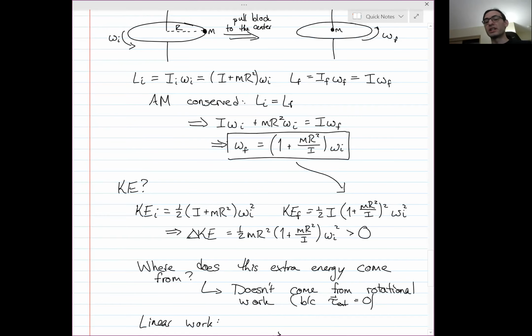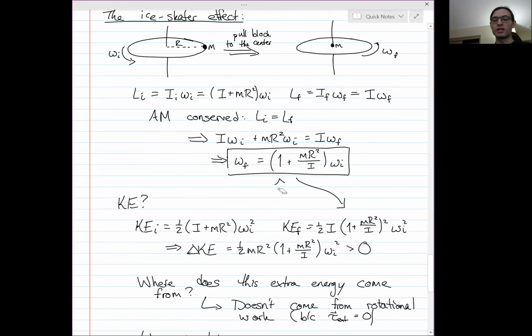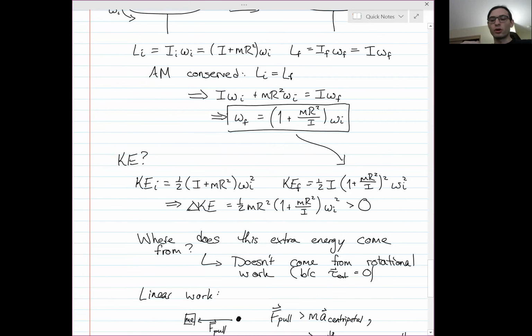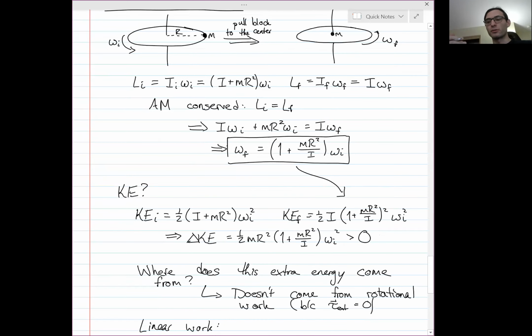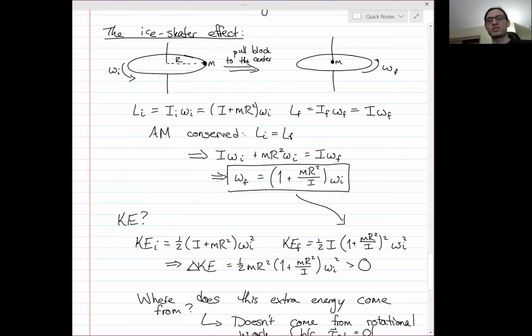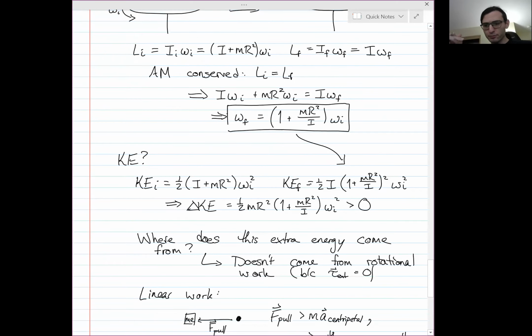And so what I did is I took the final value of the angular velocity, omega sub f, that we solved for using angular momentum conservation, and I plugged that into the formula for rotational kinetic energy, where the moment of inertia is just this simplified picture where we have the ice skater with moment of inertia I, and the mass, which is just some point mass at distance r from the center of the ice skater. And so you can plug in the values to solve for the initial and final kinetic energies. And we find that the change in kinetic energy is greater than 0, i.e. the kinetic energy goes up.